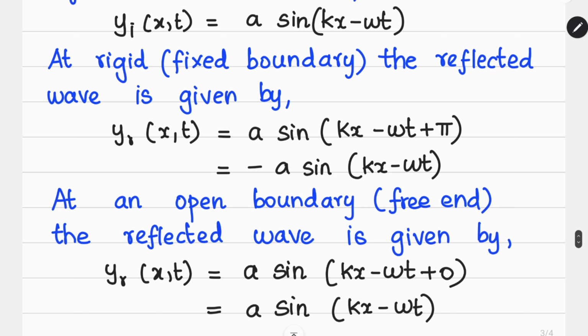In the next case, an open boundary, at the free end the reflected wave is given by y_r(x,t) = a sin(kx - ωt). Since there is no phase change, you add only 0 here. So you will get the same value in the case of open boundary: a sin(kx - ωt).